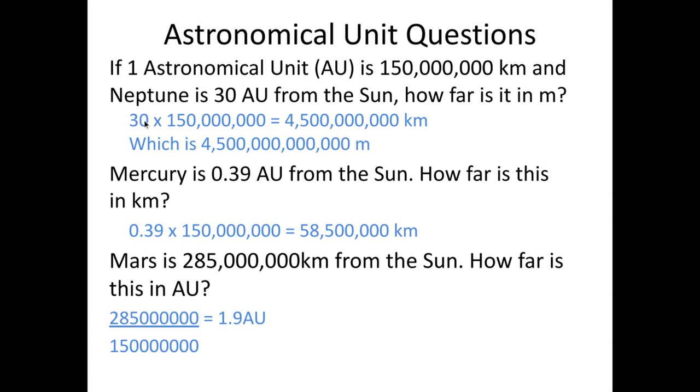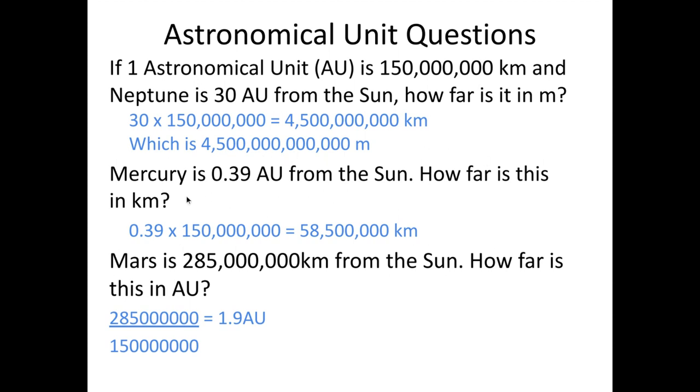So first thing to do here is work out how many kilometers Neptune is away from the sun. So it's 30 astronomical units. We know that each astronomical unit is 150 million, so we times those 2 together, and we get this huge number, 4,500 million kilometers. And then we wanted the answer in meters, so we've got to actually times by 1,000 again, because we want to know meters, not kilometers. So there's your answer. I'm not even going to attempt to say that number. So check your number of zeros when you're checking your work.